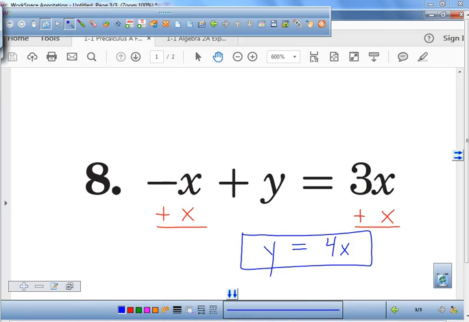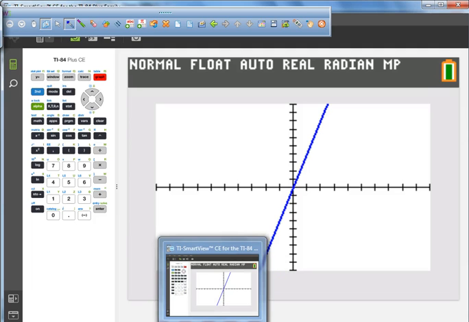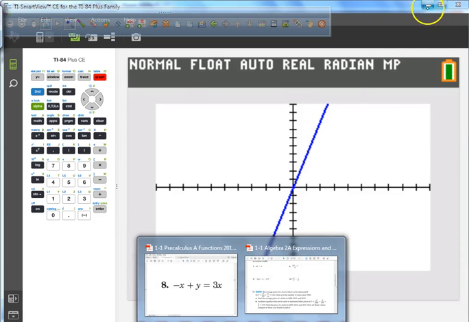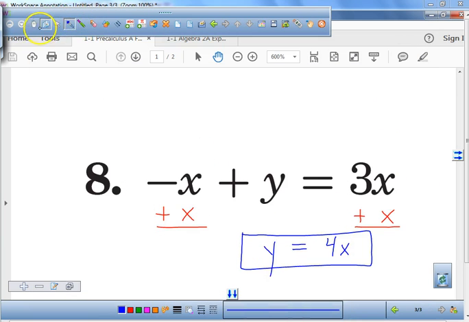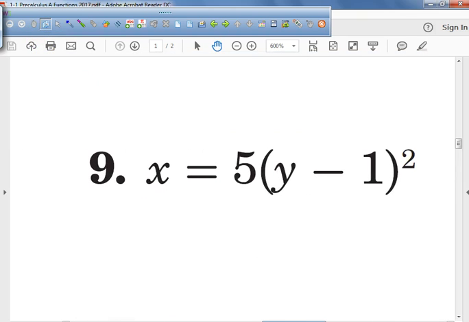So we can see from our graph that this is what type of function? Linear function, that's right, because it forms a line. Very good. All right. So now we're going to go to our next problem. That one looks a little intimidating right there.